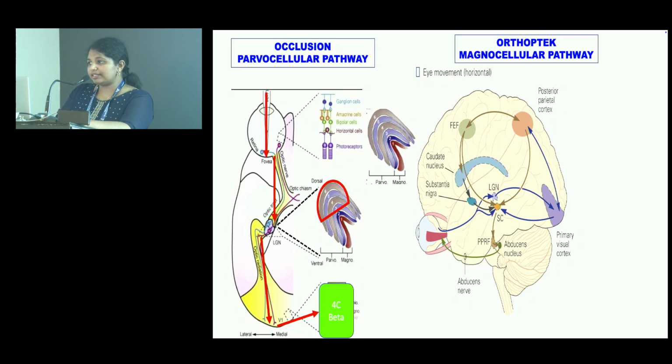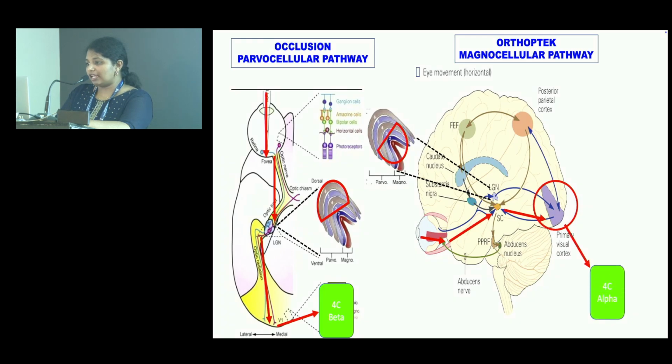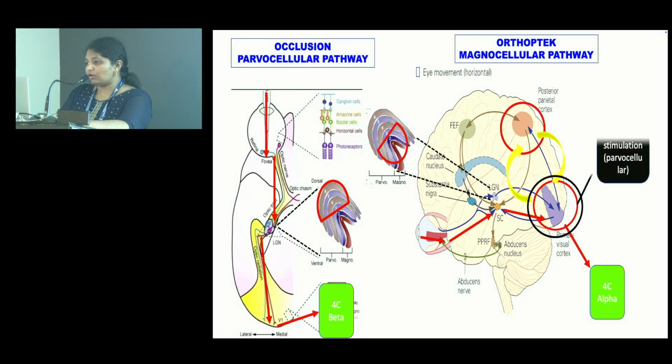And in our orthoptic device, that is the magnocellular pathway, whenever the reflex saccades initiate, the information is passed to the lateral geniculate nucleus of area 1 and 2, and from there it is conveyed to the primary visual cortex, the 4C alpha area. From there the impulse is further processed to the posterior parietal cortex, and information from the frontal eye field and posterior parietal cortex, through top-down impulses, reaches back to the primary visual cortex, which causes the foveal stimulation.